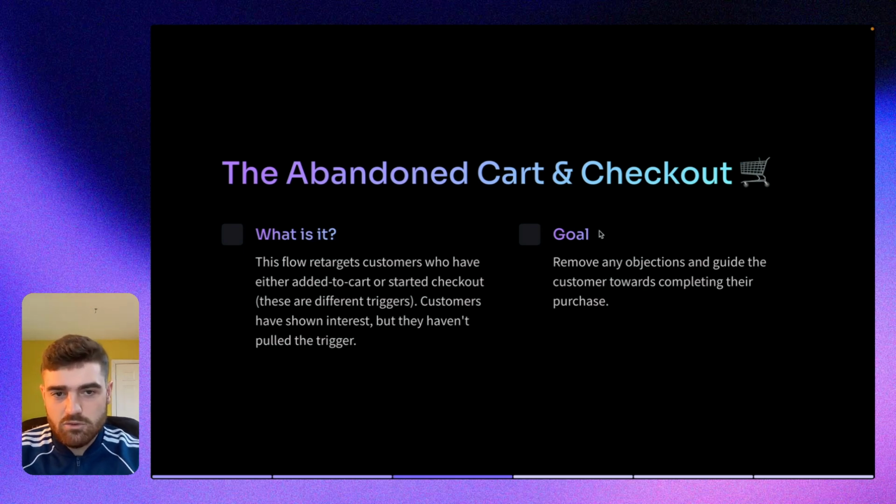So again, the goal here is to remove any objections that they have, whether that be to do with shipping, whether that be to do with the product quality, whether that be to do with social proof, like not enough reviews, whatever that may be. Just make sure that you get rid of all of that kind of stuff before you start introducing discounts.